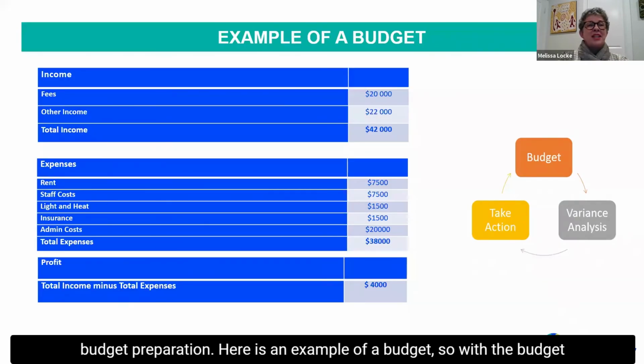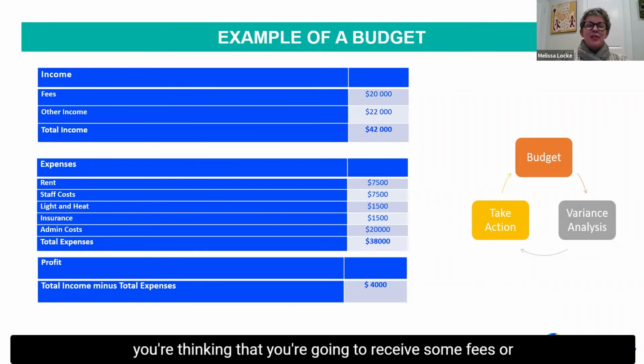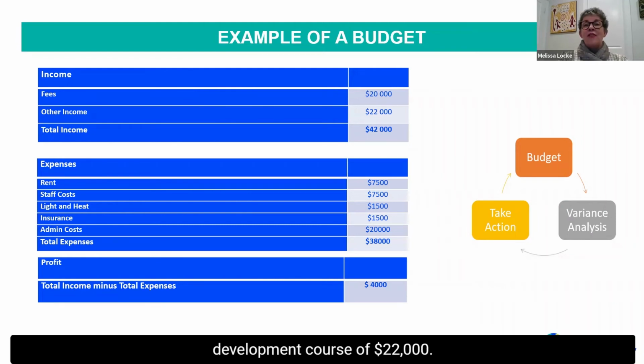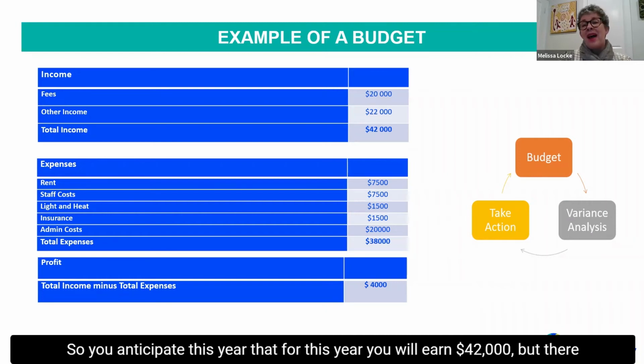Here's an example of a budget. So with the budget, you're thinking that you're going to receive some fees or subscriptions of $20,000. You may be getting income from an activity, a professional development course of $22,000. So you anticipate that for this year, you'll earn $42,000.